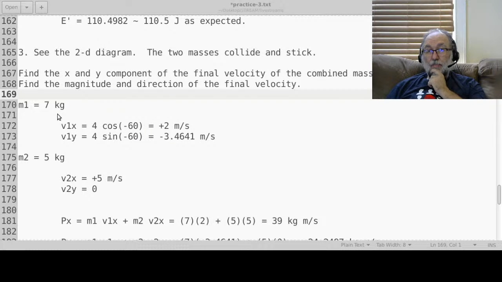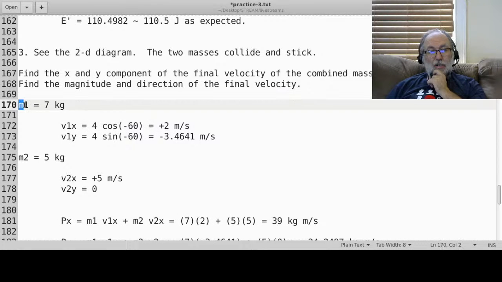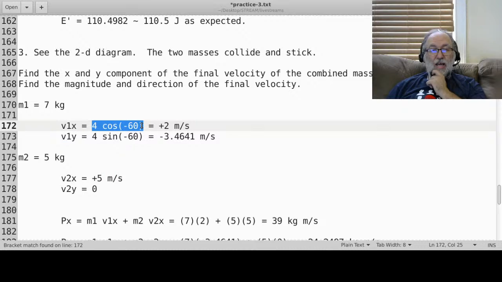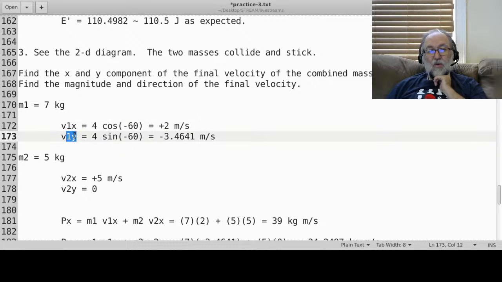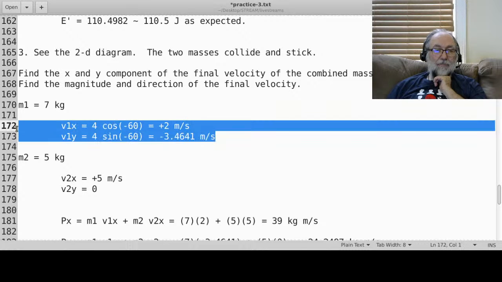So for the 7 kilogram mass, we call that one M1. So we have V1x and V1y. V1x, well, that's 4 cosine negative 60 degrees. We just reasoned out why that's the case. That turns out to be 2 meters per second. And V1y, that's 4 sine of negative 60 degrees. That's negative 3.4641 meters per second. So there you go, there's the V1 broken up into its x and y components.